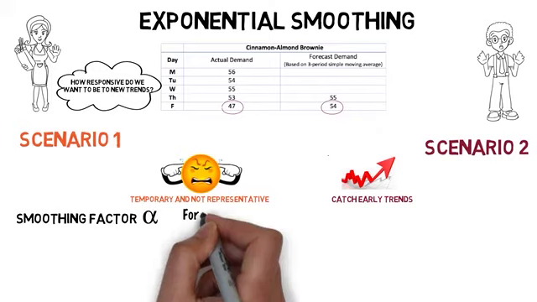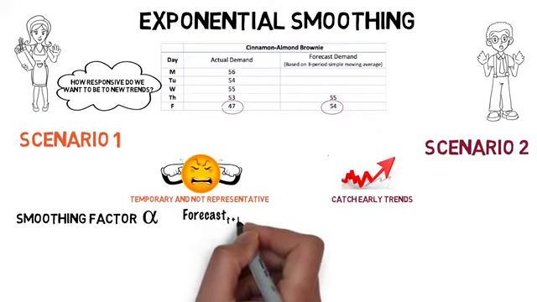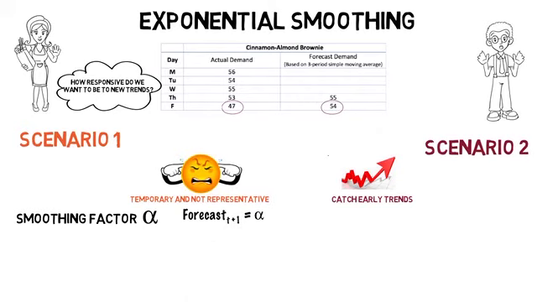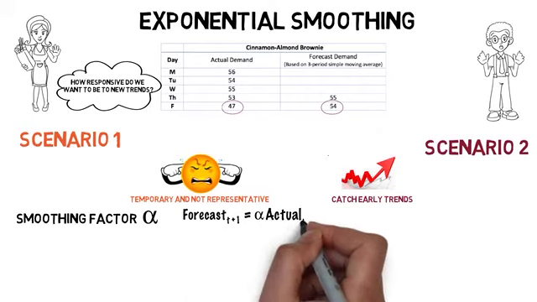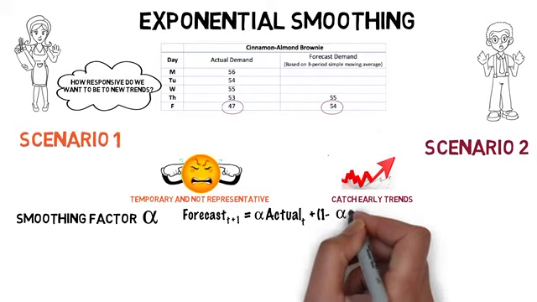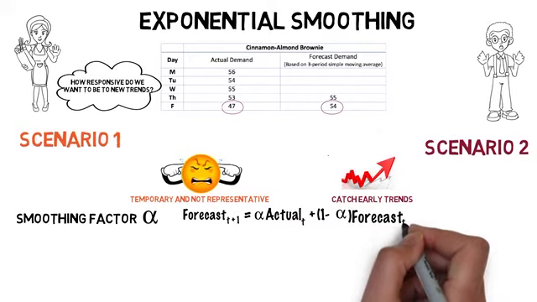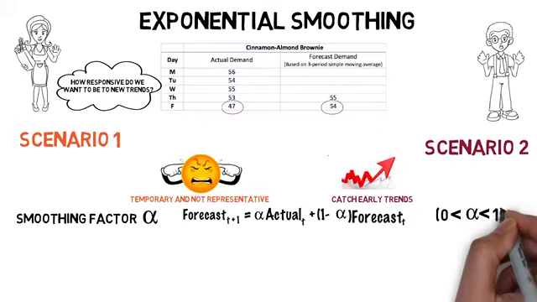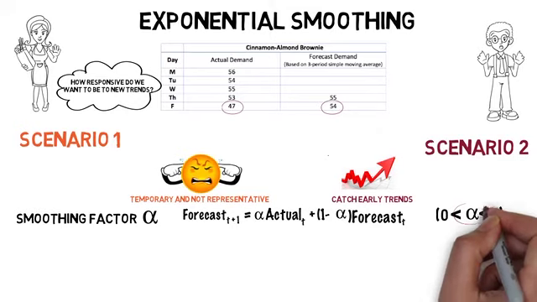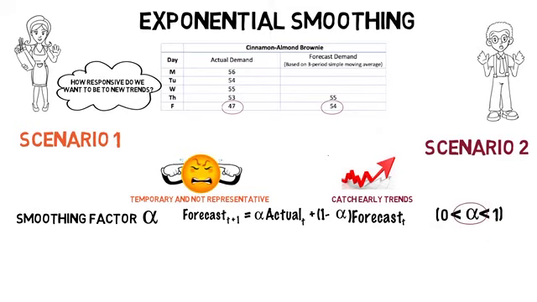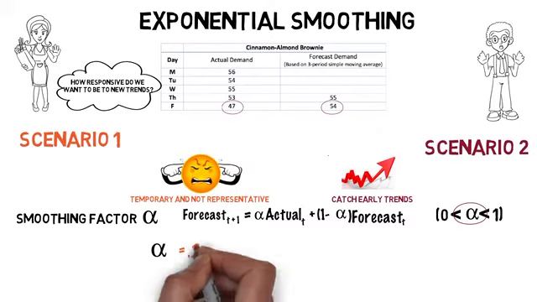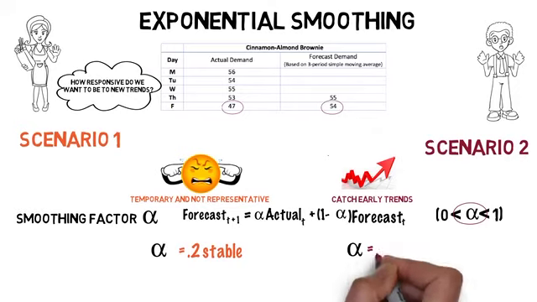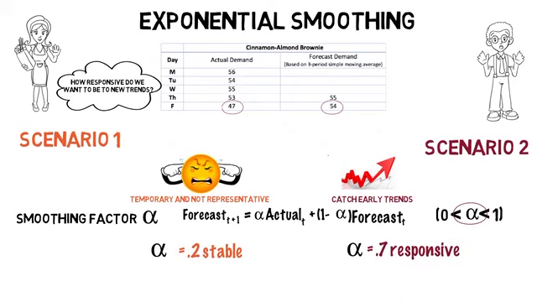The equation is as follows: forecast for time period t plus 1 is equal to alpha times your actual demand in time period t, plus 1 minus alpha times your forecast for time period t. Your smoothing factor alpha needs to be between 0 and 1. The larger your alpha, the more responsive your forecast will be to changes in demand. Let's calculate the exponential smoothing forecast for Saturday using 2 different smoothing factors: alpha equals 0.2, which will give you a stable forecast, and alpha equals 0.7, which will give you a responsive forecast.